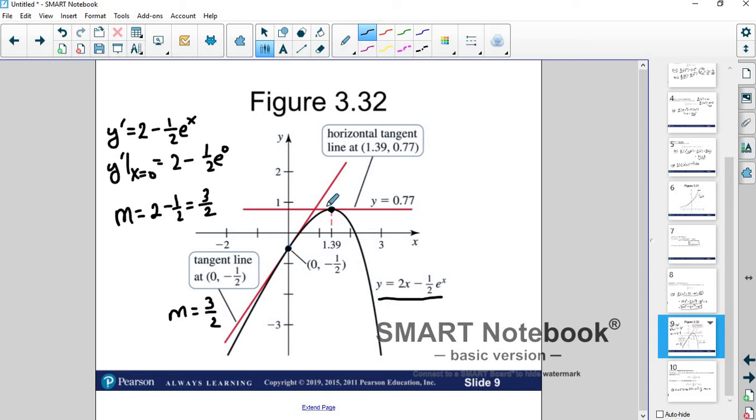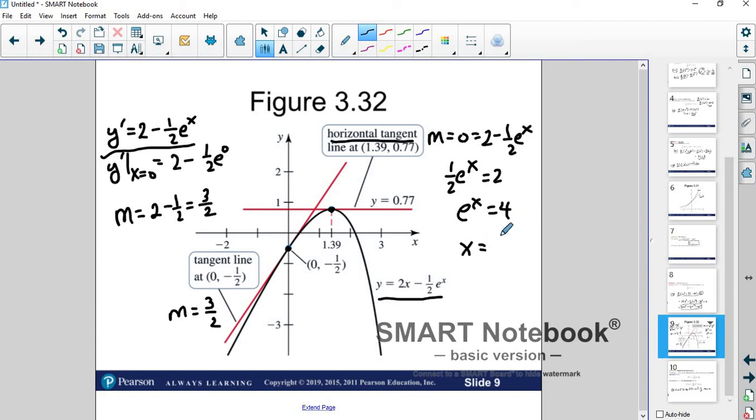Okay. For this line, what they did is they want to know the horizontal tangent line. Well, horizontal means slope equals 0. And so they take the slope given by this formula and they set it equal to 0: 2 minus 1/2 e to the x. Well, I'm going to take 1/2 e to the x to the other side. Multiply both sides by 2. And then if I want to solve this for x, I have to take the natural log of both sides and get natural log of 4.